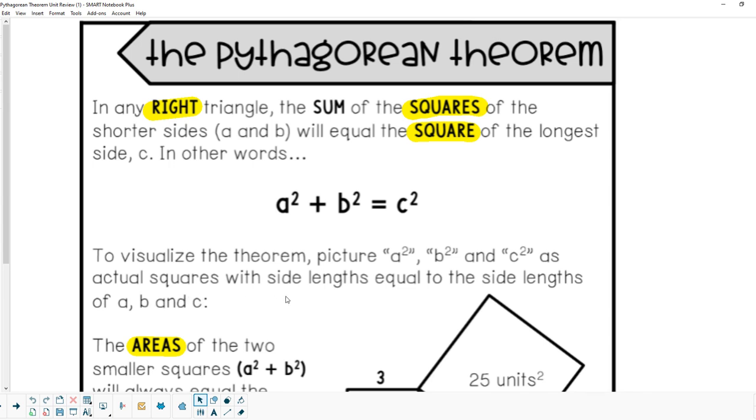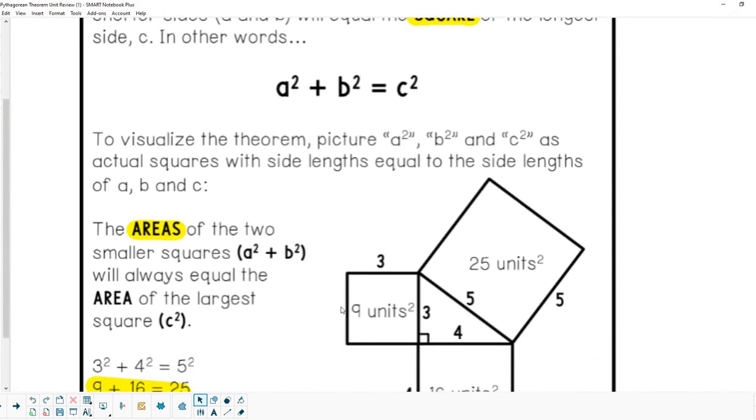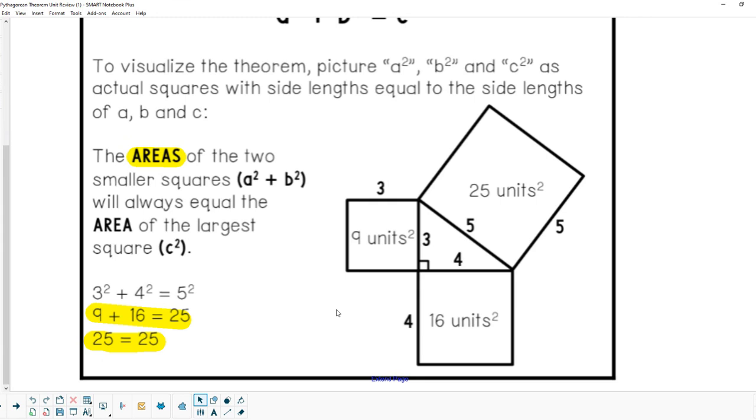To visualize the theorem, picture A squared, B squared, and C squared as actual squares with side lengths equal to the side lengths of A, B, and C. The areas of the two smaller squares, A squared and B squared, will always equal the area of the largest square, C squared. And so that's the mechanics or the principles behind the Pythagorean theorem.